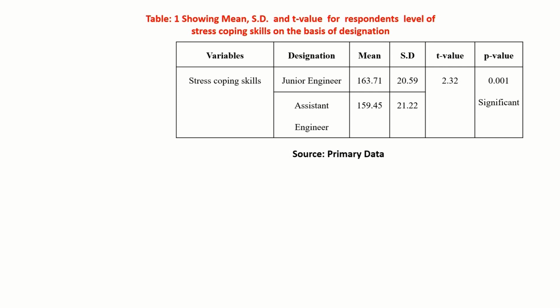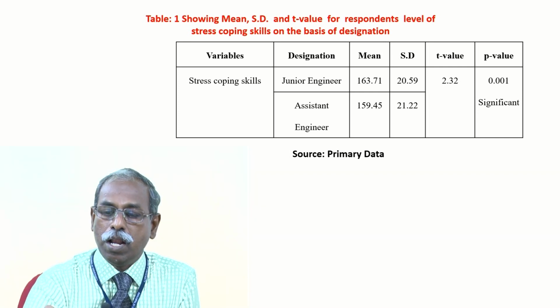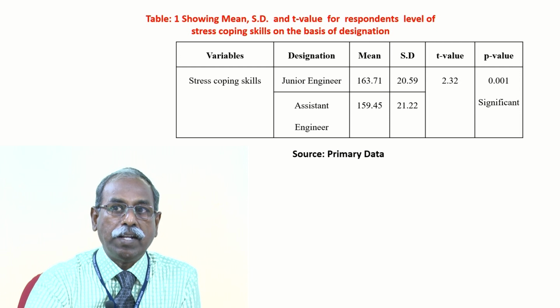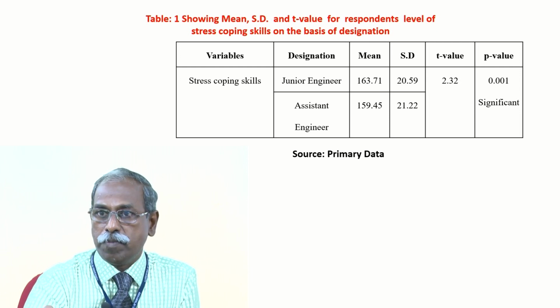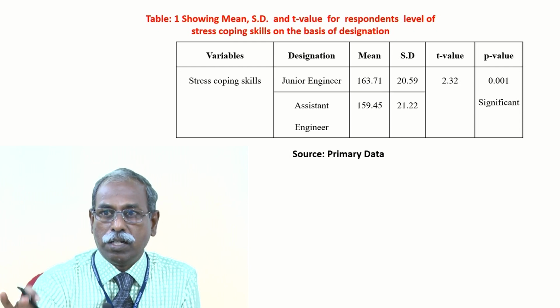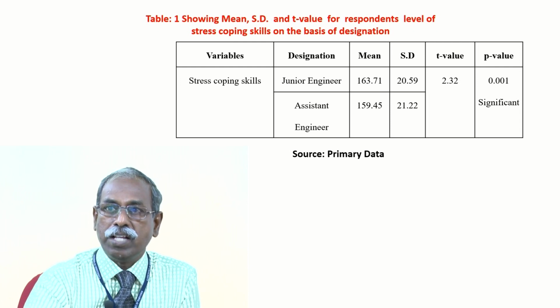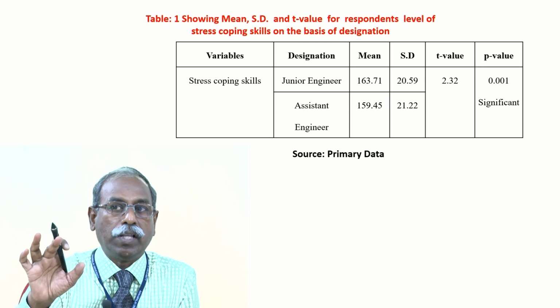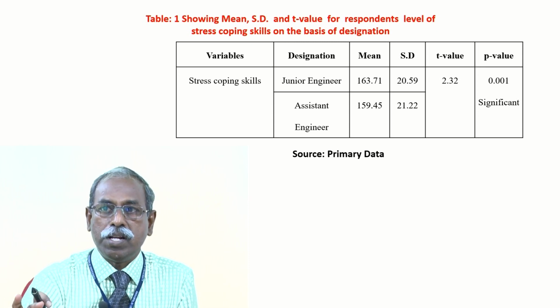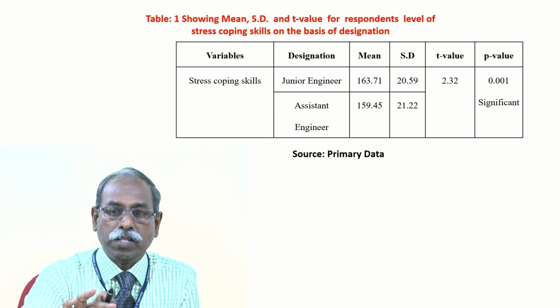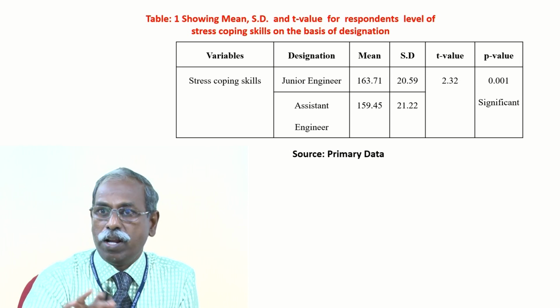They are collecting data on the same variables, stress coping skill, but from an organization. Those who want to do research in the field of management or commerce or some other discipline, they select a sample from the engineers category: junior engineer and assistant engineer. They want to test whether junior engineers or assistant engineers have a high level of stress coping skill.